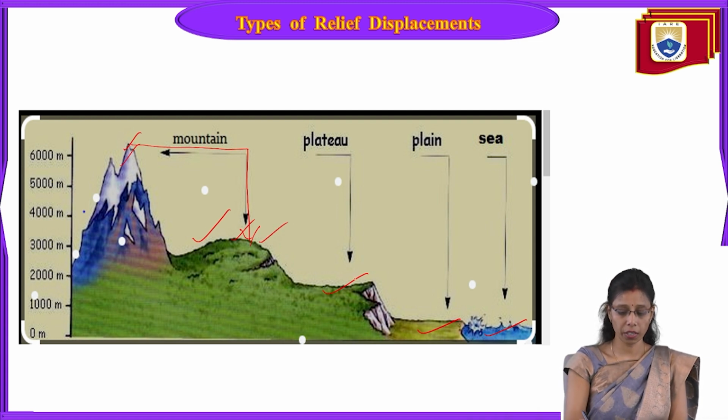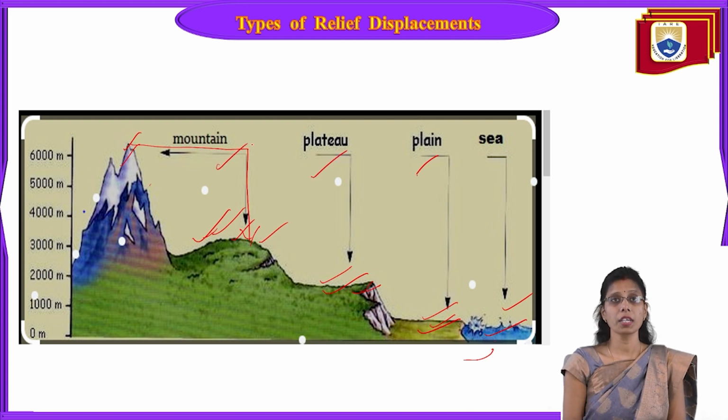Here you can see a plateau. A plateau will always be lower than the mountains. So this is a low area and this is a high area. Then if you go to the plain, it is lower still. So you have low, medium and high. And if you go even lower, you have a sea. So these are different relief features: sea, plain, plateau, mountain. We have different relief features on the earth's surface.